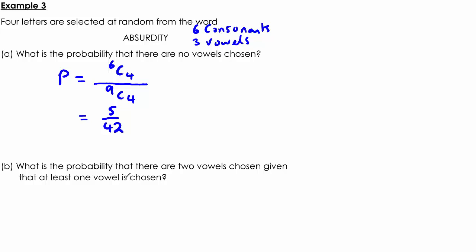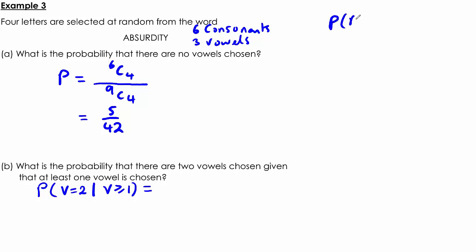What is the probability that there are 2 vowels chosen given that at least 1 vowel is chosen? So that's the probability that the number of vowels is 2, given that the number of vowels is greater than or equal to 1. That's a conditional probability, and there's a formula.